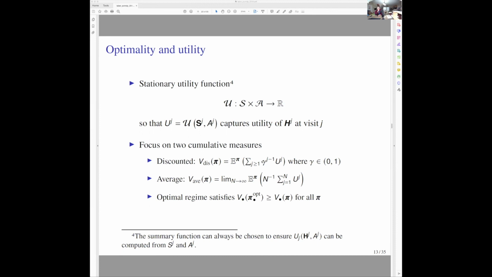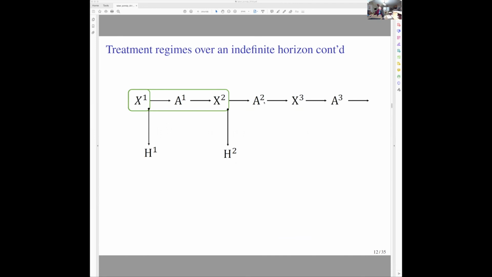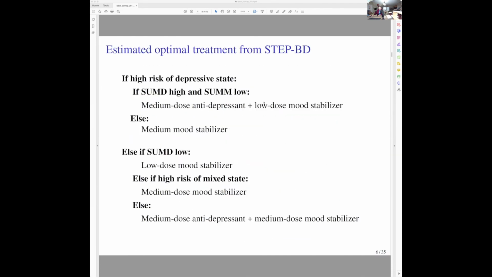Okay, so the next question is, is the time interval the same? No. These are clinic visits. So let me pull this picture up here. Good question.